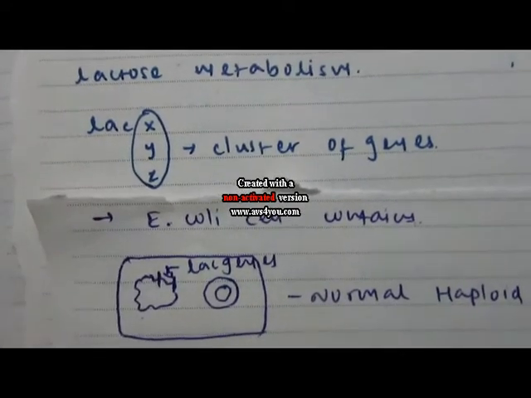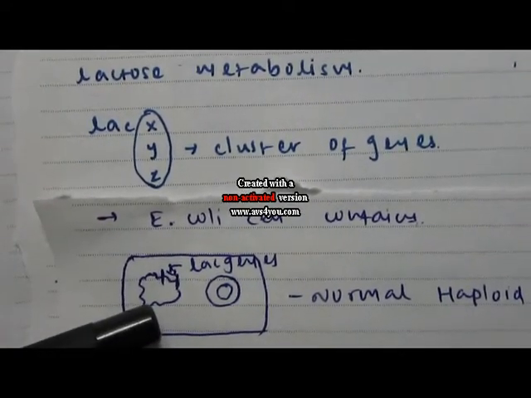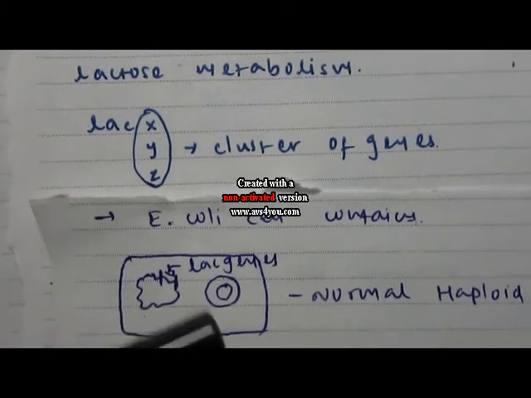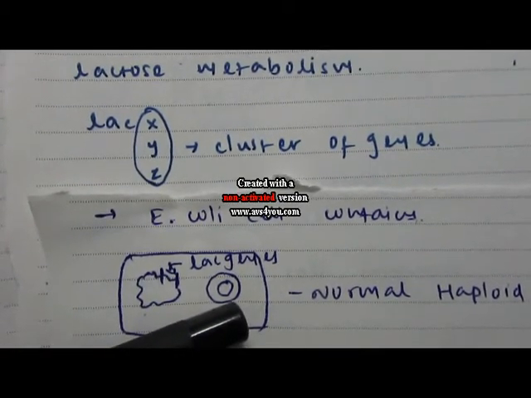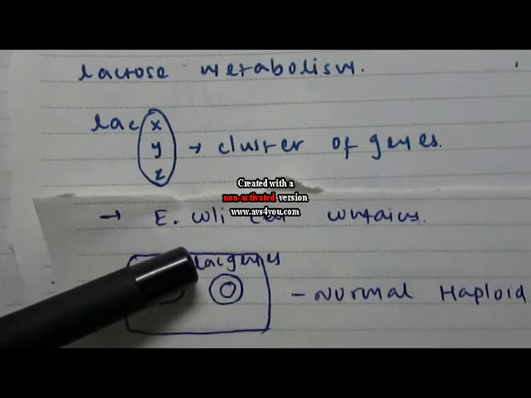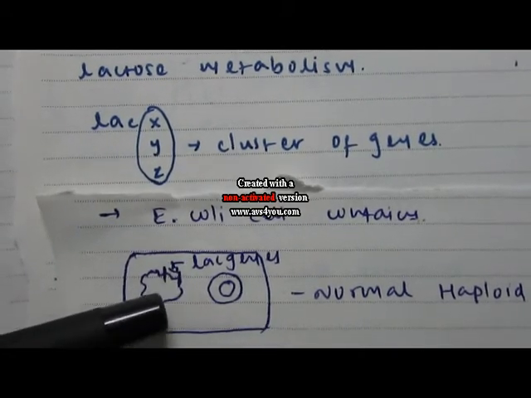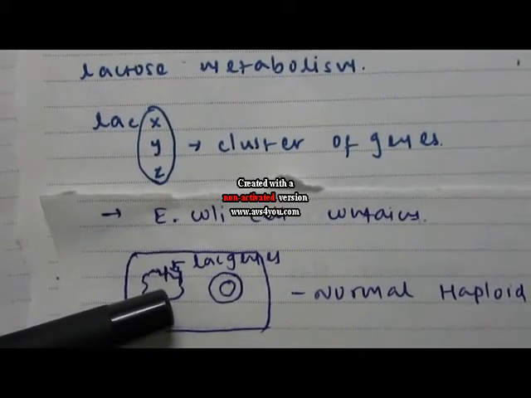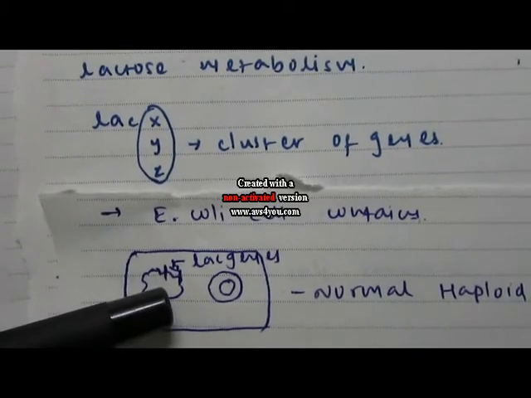So in normal state, E. coli cell contains two types of DNA, right? One is chromosomal DNA and the other is extra chromosomal DNA. And lac genes are present in a single copy at their chromosomal region. So this is the haploid state of E. coli cell.